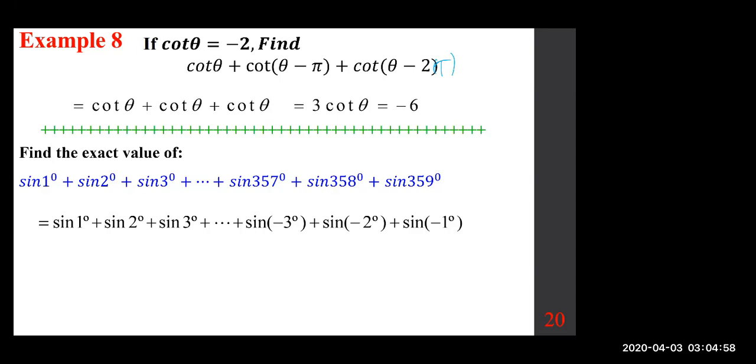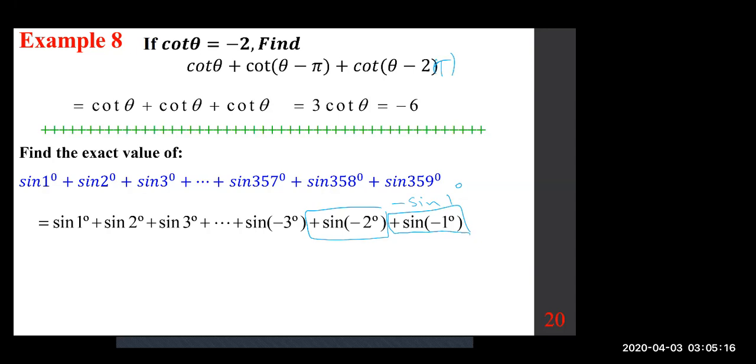Yeah. Okay. Now, sine is an odd function, which means, for example, this one is minus sine of 1 degree. This one is minus sine of 2 degrees, and so forth. So understand what's going to happen. I want to make sure everybody understands what we end up with.